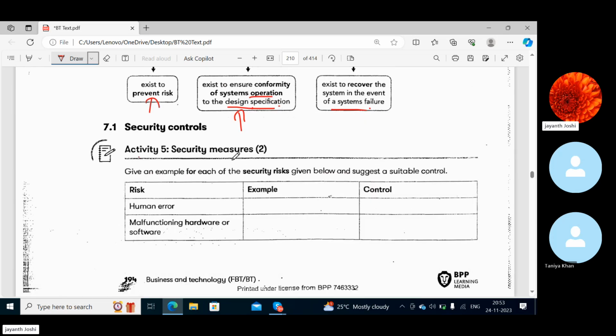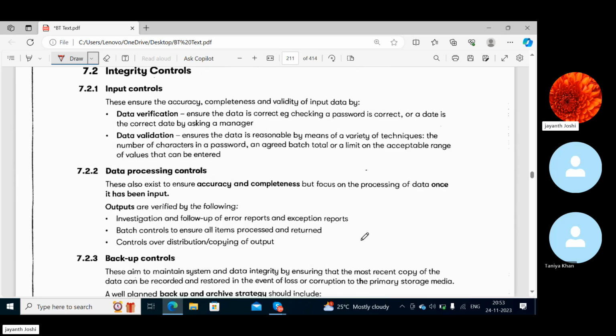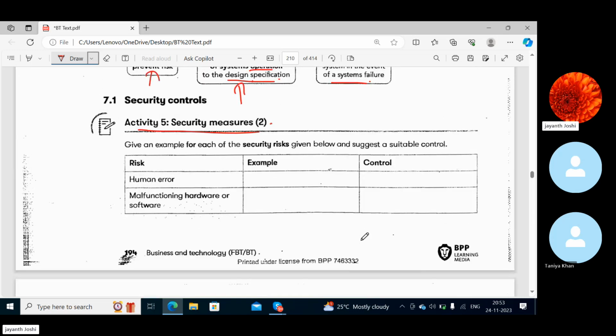So there's an activity here, security measures. Can you just try to answer? I'm waiting. This activity we have to do. Come on. Hello, please participate. Give an example of each of the securities given below and suggest a suitable control.